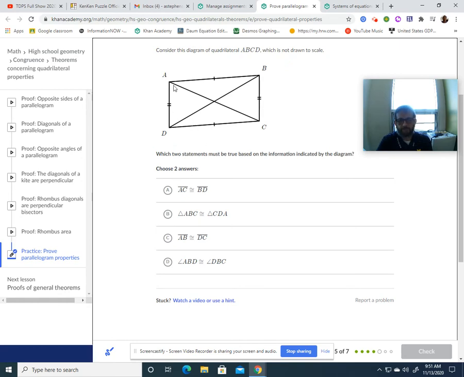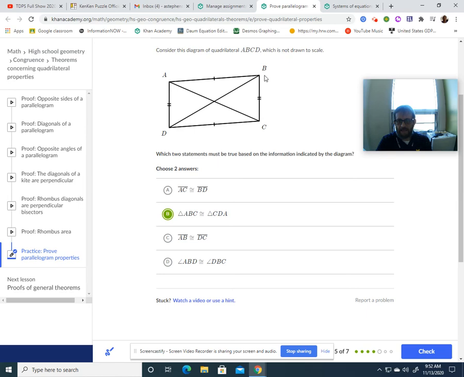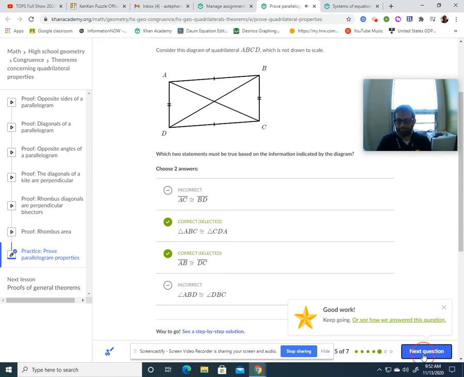Let's see. AC must equal BD. Triangle ABC must be congruent to triangle CDA. Now that's what we have for certain, because this triangle and this triangle have one set of equal sides, two sets of equal sides, and then this side equals itself. So ABC and CDA have to be congruent. AB has to be congruent to DC. That's literally marked. That has to be true. Said you pick two. All right.